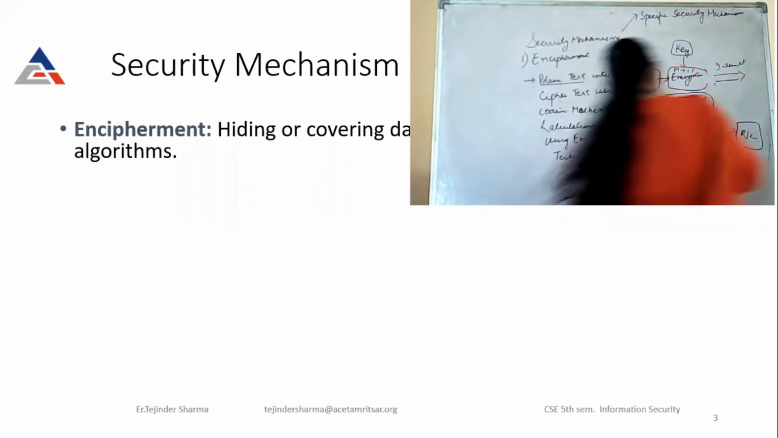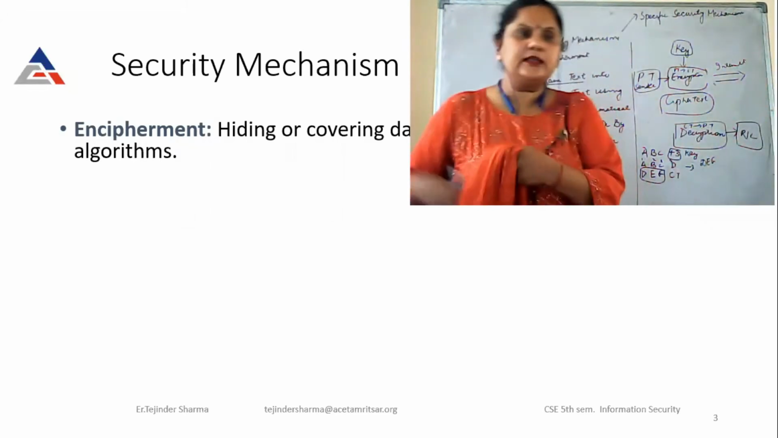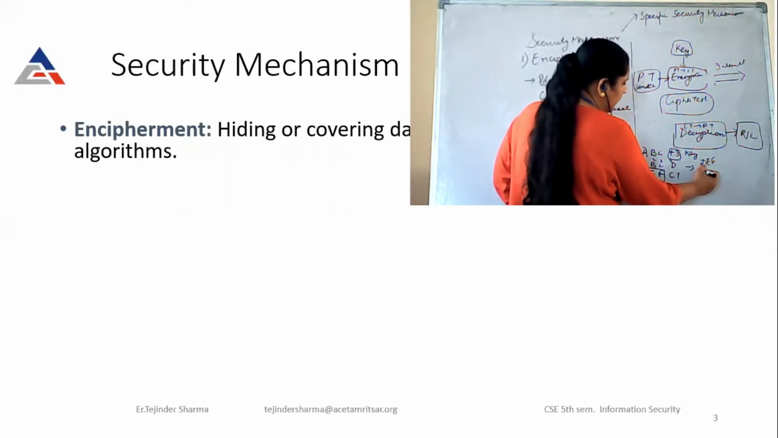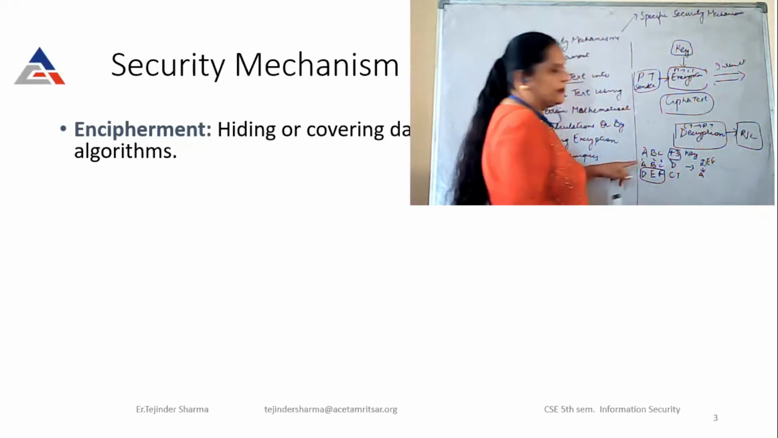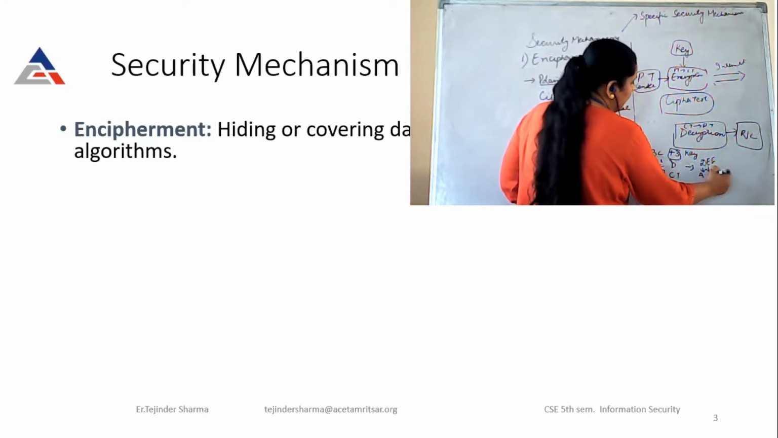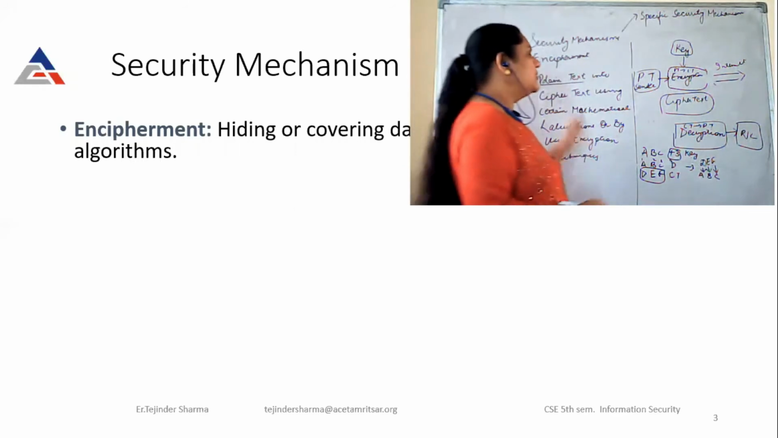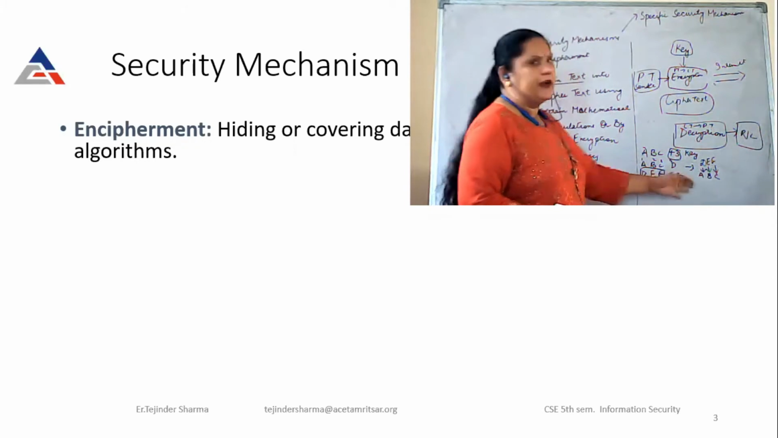Now on the receiver side, DEF is received by the receiver. It will deploy the key as -3, and D will be decrypted as A because 4 minus 3 is 1. So D will be decrypted as A, E will be decrypted as B, and F will be decrypted as C. This is just an example. We will learn many encryption techniques in the coming lectures, where we will see how to encrypt and decrypt.